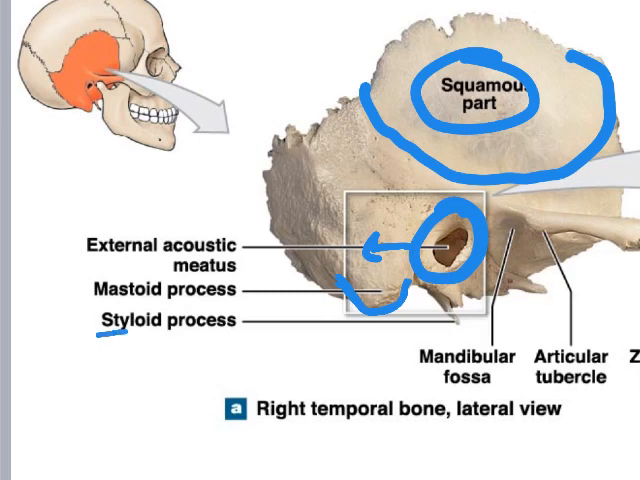You can see again the styloid process from the side. See this kind of spike that looks like it's coming down. Again, that spike should be an easy to identify anatomical marking so that you'll know, okay, that spike is the styloid process, and that's kind of inferior to the external acoustic meatus, and this is the temporal bone.